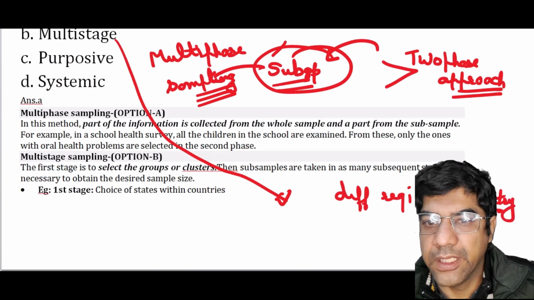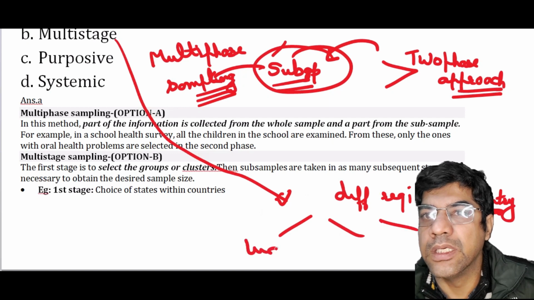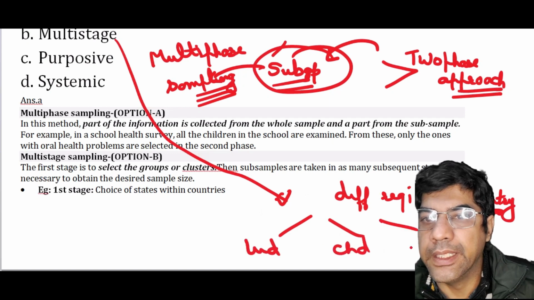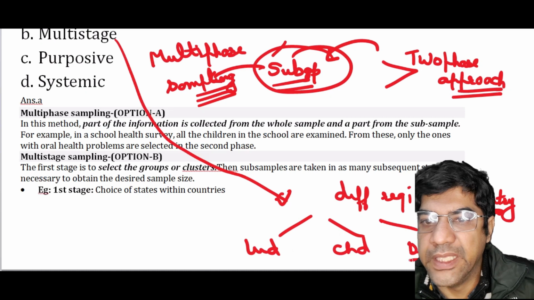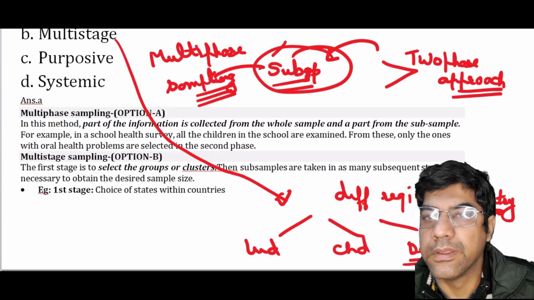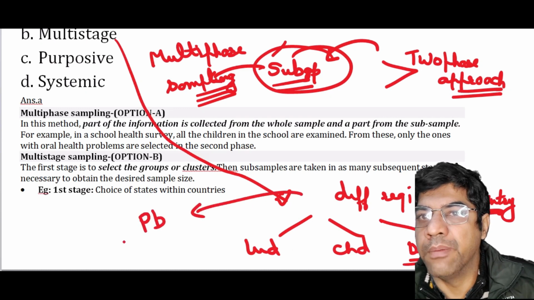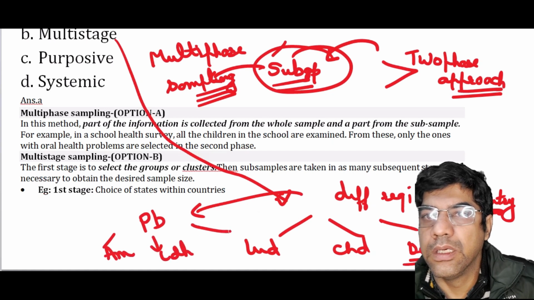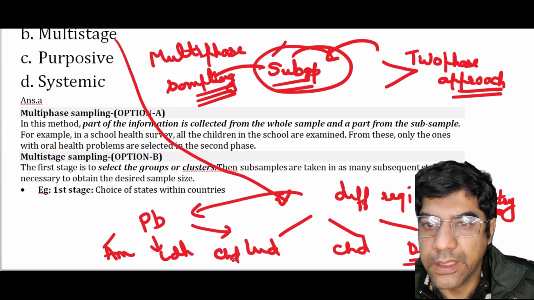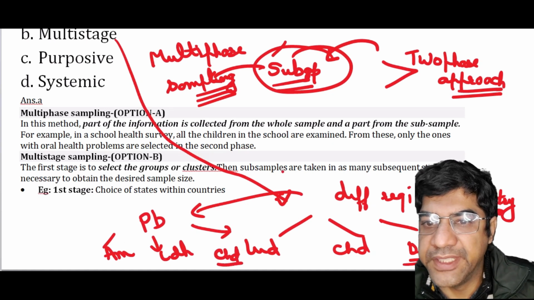In the second stage, you choose specific cities like Ludhiana, Chandigarh, Delhi, within each selected state. Like in Punjab, you choose Amritsar, Ludhiana, Chandigarh, etc. So in the second stage, you choose the specific cities within each selected state.